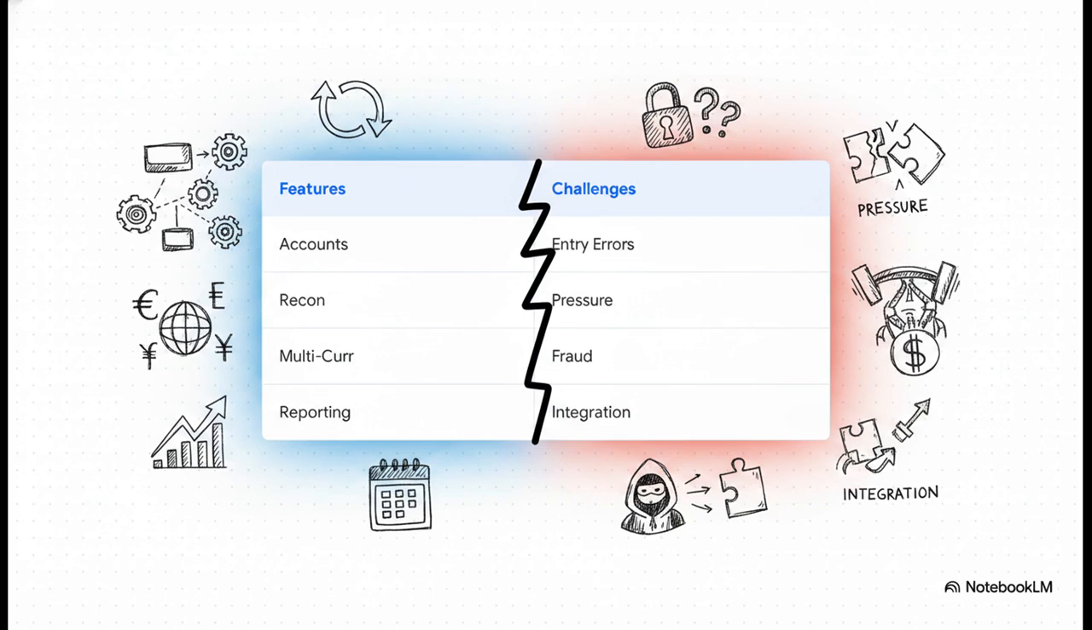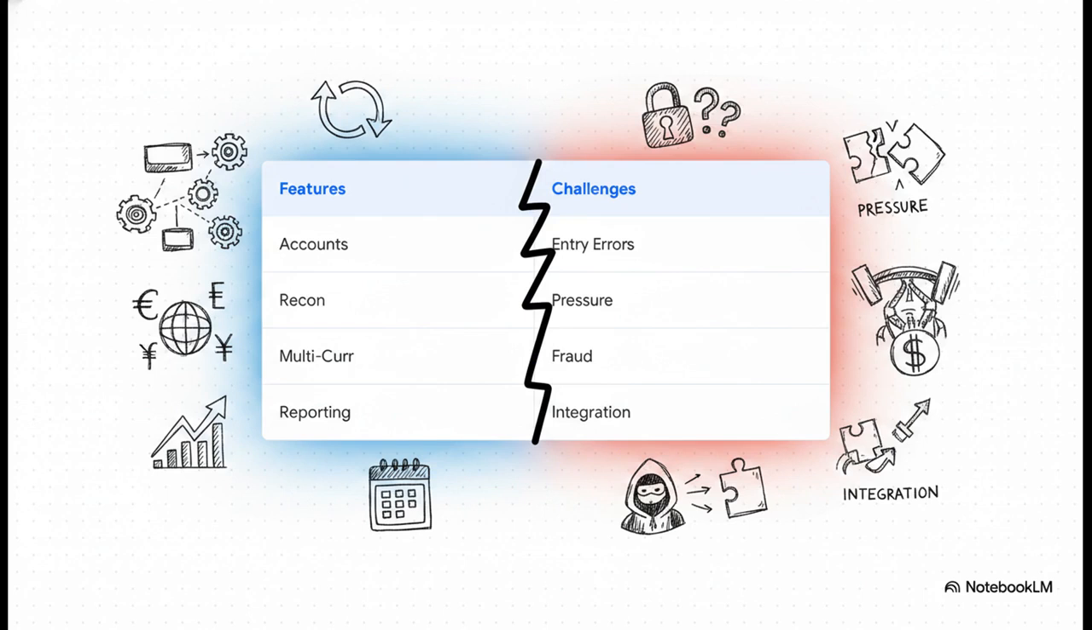Now, what's really interesting about this is the stark contrast between the incredible power of modern GL features and the intense real-world pressures that finance teams actually deal with. On the feature side, you've got the chart of accounts. Actually, let's call it the absolute backbone of the GL. Add to that automated reconciliation, multi-currency support for global trades, and instant reporting. Sounds like a dream, right?